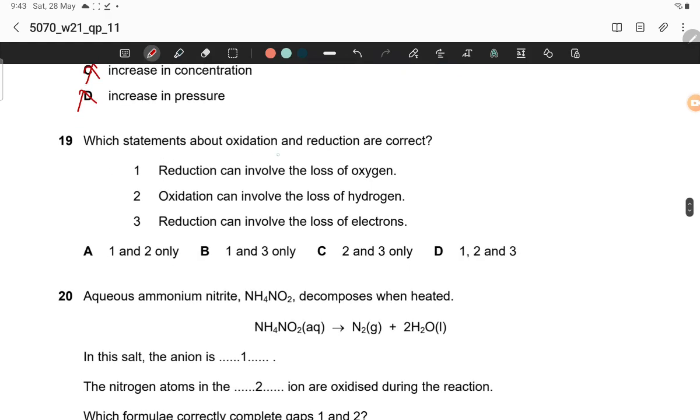Which statements about the oxidation and reduction are correct? Reduction can involve the loss of electron. Reduction is a gain of electron, so it is incorrect. Oxidation can involve the loss of hydrogen. Yes, oxidation can involve the loss of hydrogen, so this is correct.